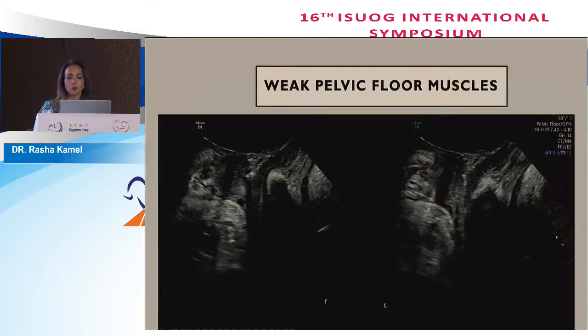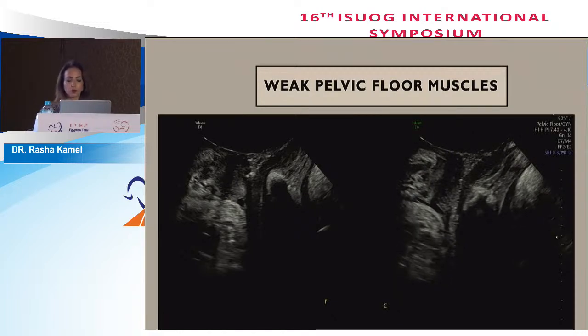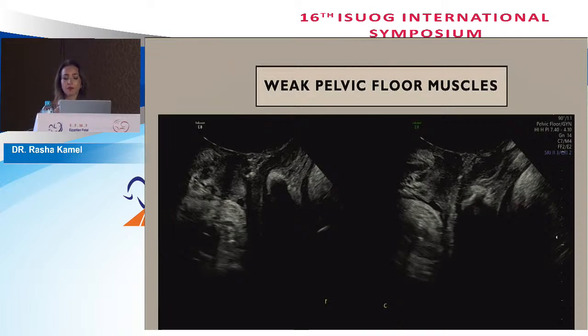So what happens when we have weak pelvic floor muscles? Here, upon contraction, we're asking the woman to contract, and as you can see, nothing really happens to the distance between the symphysis pubis and the puborectalis, and the levator hiatus is not really affected, and the organs are not really moving because the pelvic floor muscles are very, very weak.